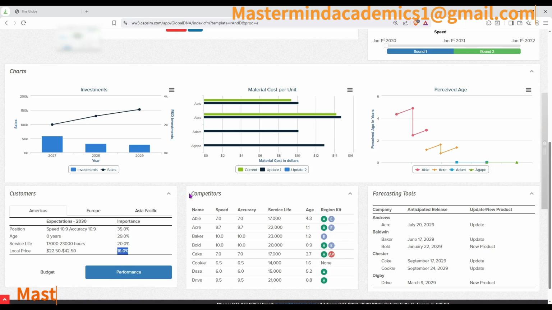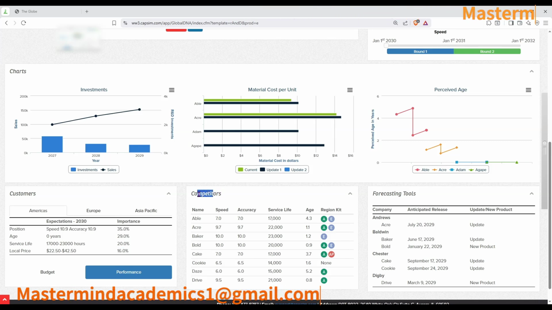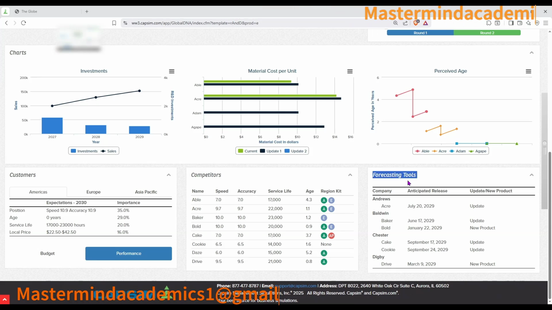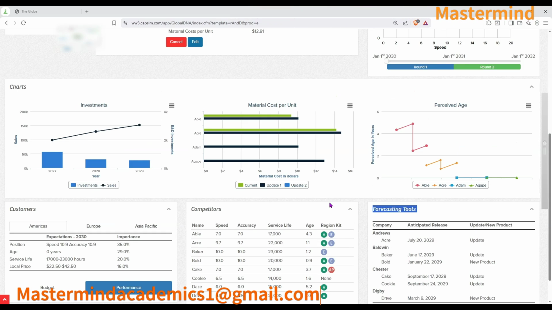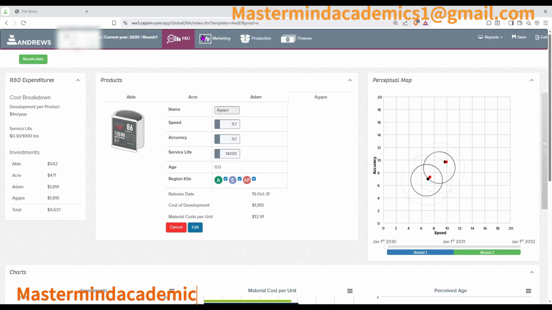You can also see your competitors and how your products are being sold. On the other side, you can see the forecasting tools for your products: the anticipated release, and maybe the update, or any new products. So that's all about the R&D department.